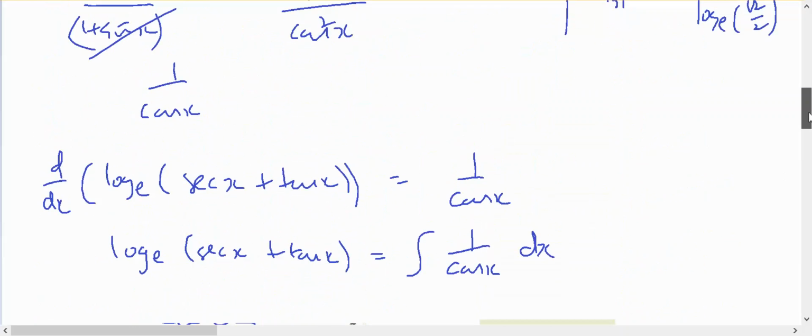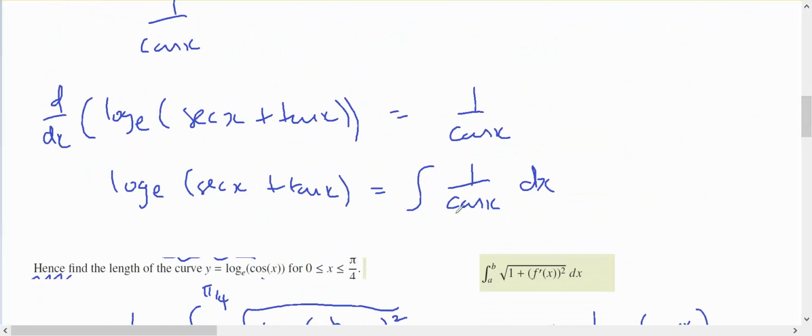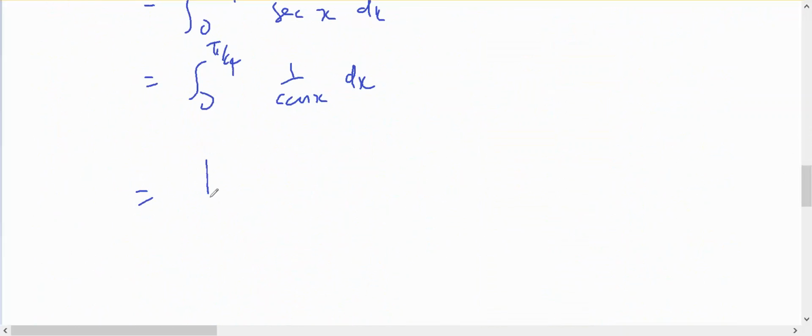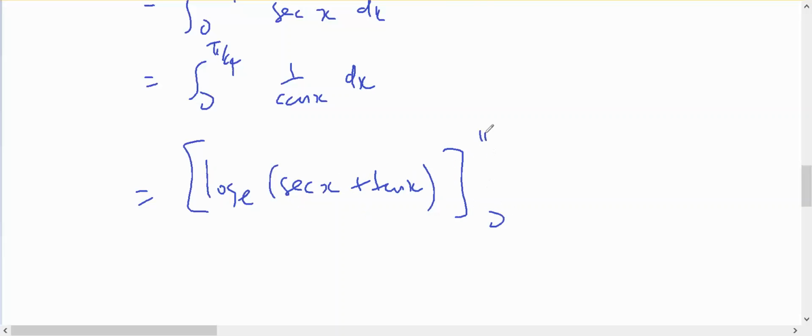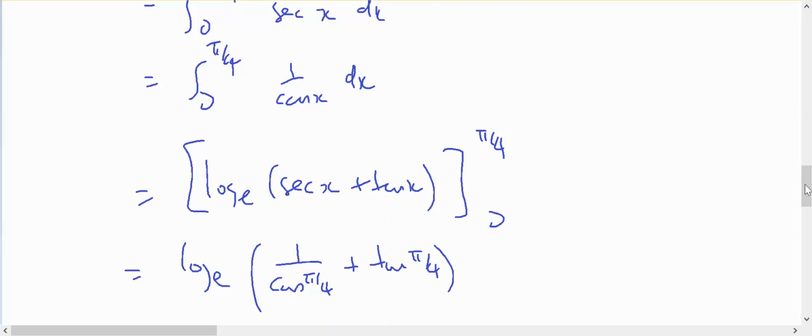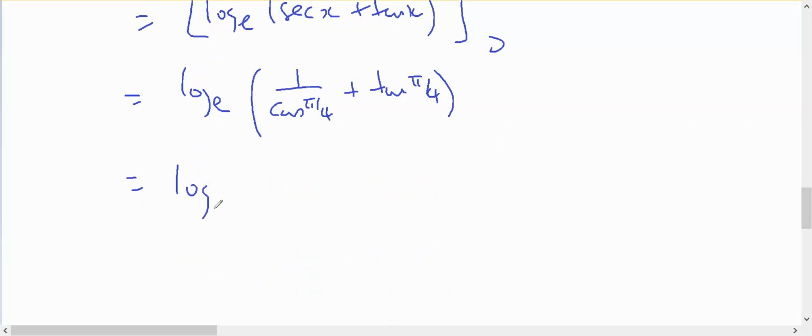And I know from part A that the integral of 1 on cos of x dx is equal to this. It's going to equal log base e of sec of x plus tan of x from 0 to pi on 4, which will equal log base e of 1 on the cos of pi on 4 plus the tan of pi on 4, which will equal log base e of 1 on root 2, so root 2 plus 1 cubic units.